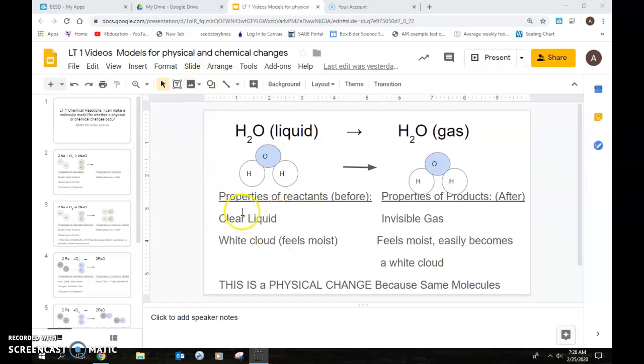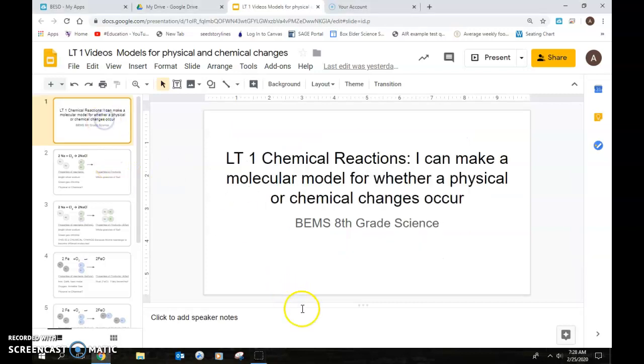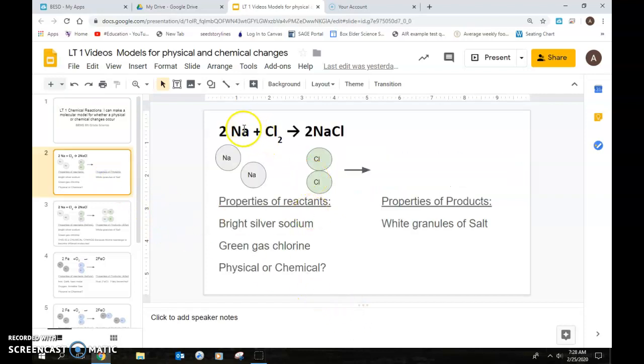All right, this is learning target 1 for 8.1.3, models for physical and chemical changes. So I can make a molecular model for whether a physical or a chemical change occurs. On this one, for example, it says 2 sodium and chlorine can make 2 NaCl, which is salt. So let's think about this. These are our reactants. It's what we begin with at the beginning. So we have a bright silver sodium and a faint green gas, chlorine.